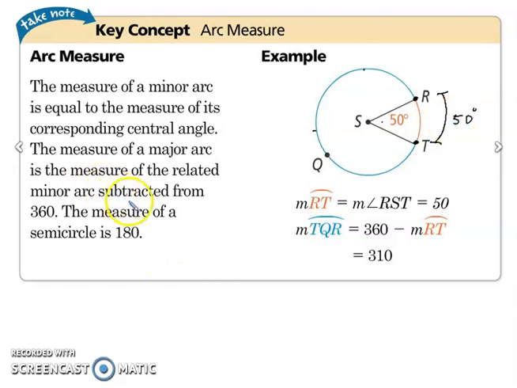And that gives us a way to measure the major arc that goes all the way around from R to Q to T. And that is to take the entire circle, which we will call 360 degrees, and simply subtract 50. And so that way, this major arc that goes all the way around to the outside here is actually going to be 310 degrees. That gives us the 360 total.